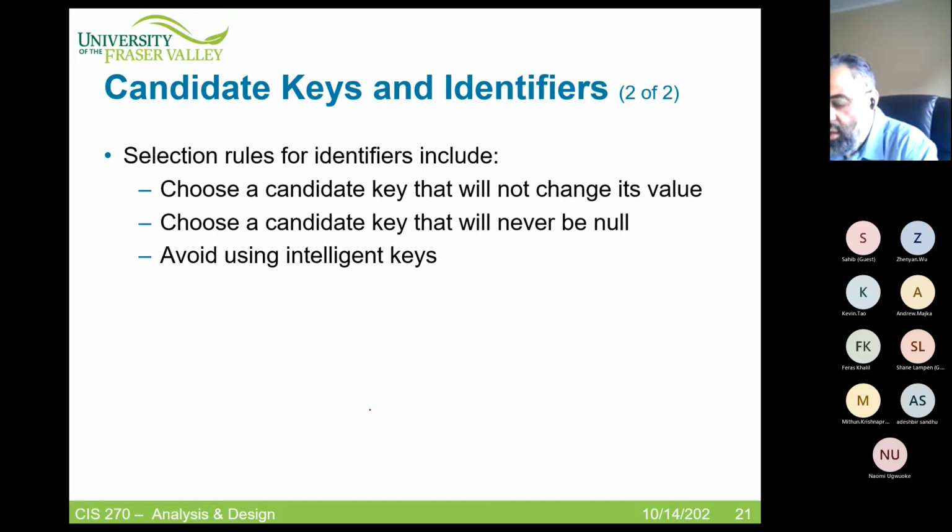Avoid using intelligent keys. Intelligent key means artificial keys. If you can use one of the existing attributes or a candidate key as an identifier, go ahead and do it rather than creating a new one. In our case, we have to use an artificial key when you go to university because there is no other choice rather than creating our own artificial ID for the student.